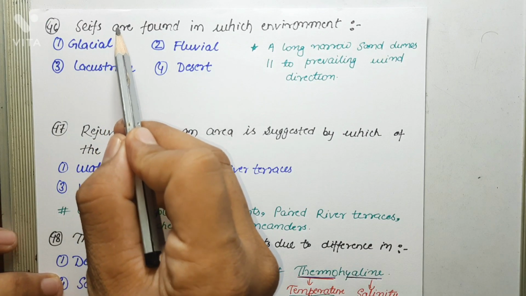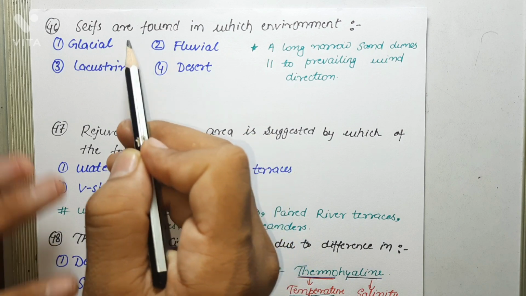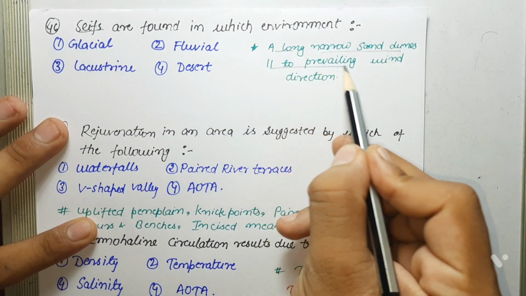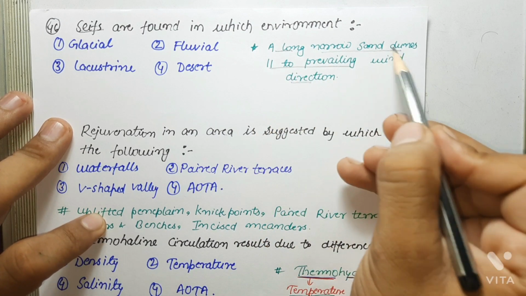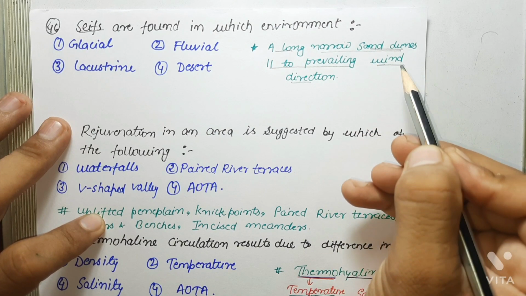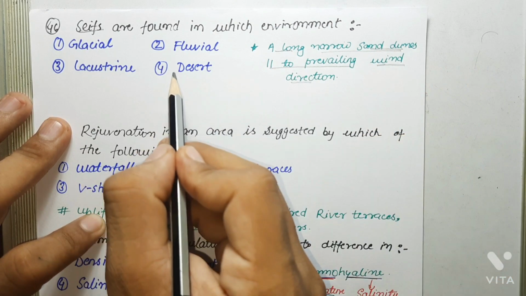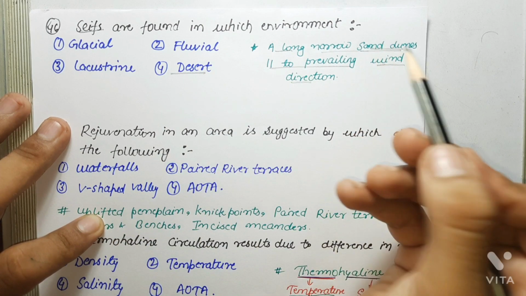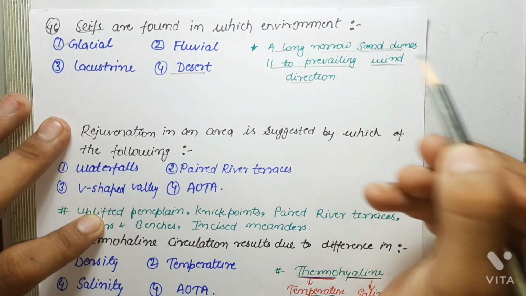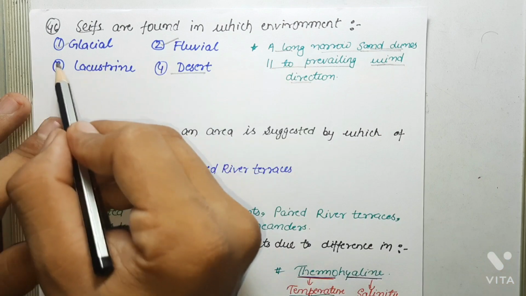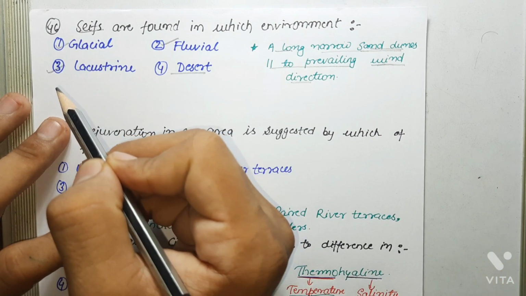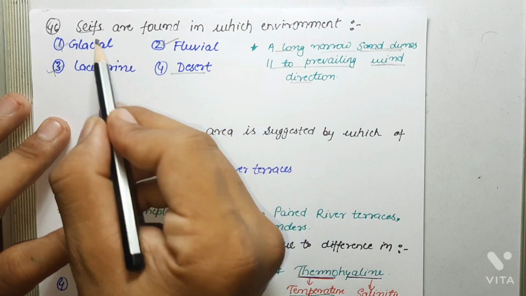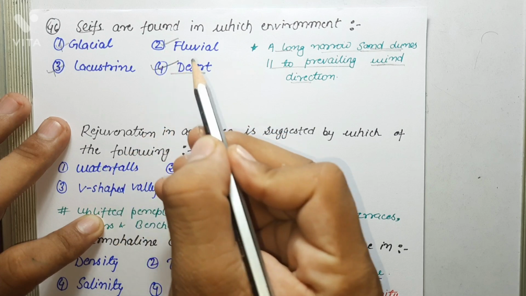Next question is, seifs are found in which environment? So what are seifs? Seifs are long narrow sand dunes parallel to the prevailing wind direction. Now if these are sand dunes and there is action of wind, so these are formed in desert environment. It clearly shows that these are formed in desert environment, because you will not get sand in a glacier environment, you will not get wind in pluvial environment, and you can also not get wind and sand together in lacustrine environment. So these three environments are not for formation of seifs. So seifs are basically found in desert environment.